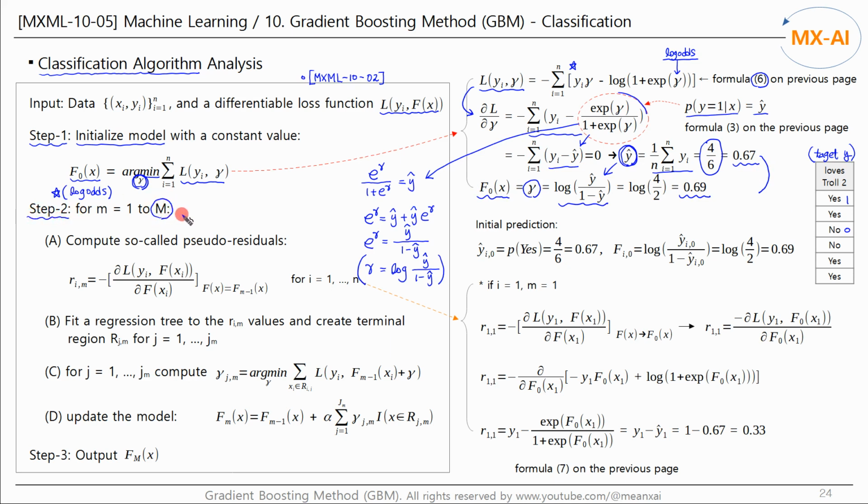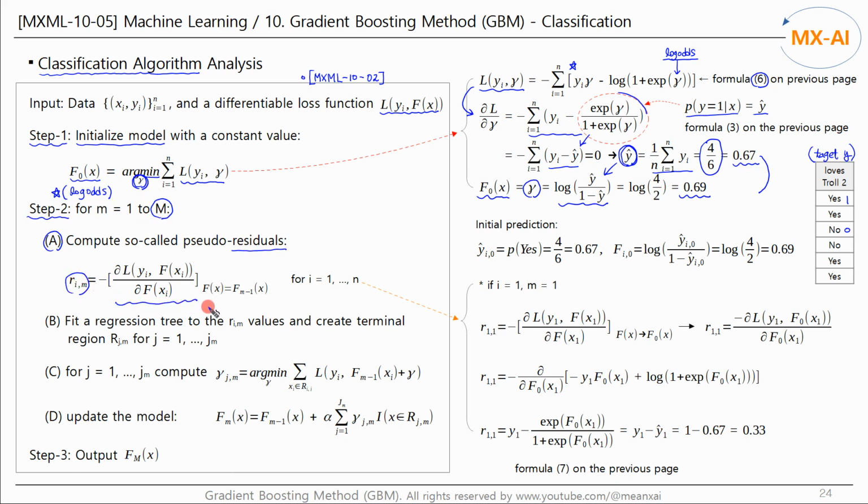Step A calculates the residuals for each data point. Here's how to calculate the residuals. Since the formula is a bit complicated, let's take only the first data point of the first round as an example. The first subscript is the data point number i, and the second subscript is the round number m. Now let's replace the subscripts with these values. Then we can write it like this.